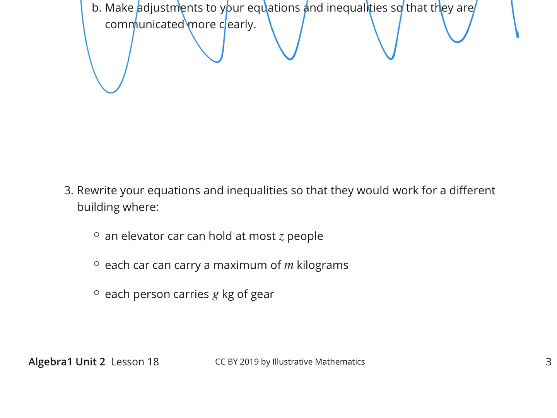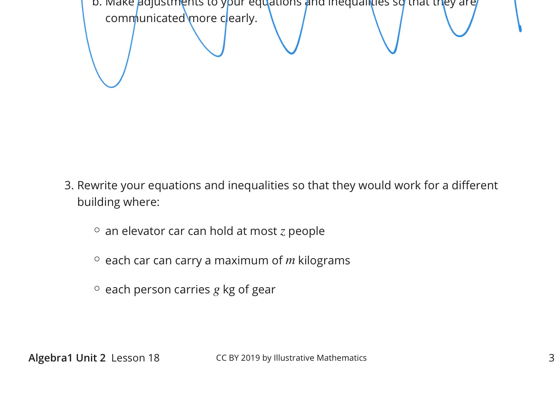All right, let's take a look at question 3. So now it wants you to rewrite these equations and inequalities so that it would work for a different building where now you're having some unknown constraints. So an elevator can hold at most Z people. Each car can carry a maximum of M kilograms, and each person can carry G kilograms of gear. So I'm just going to rewrite my equation and inequalities as above, but inputting those new variables in place of the numbers.